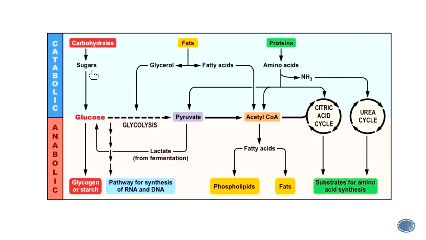So for the sugars, for example, we're going to use them to either make glycogen or starch, or we're going to put them in the process to make ATP. For fats, you can see we can feed them into some of these other cycles, but we can also use them to make phospholipids, which are super essential. Your proteins, we can use them to make other parts for amino acid synthesis.